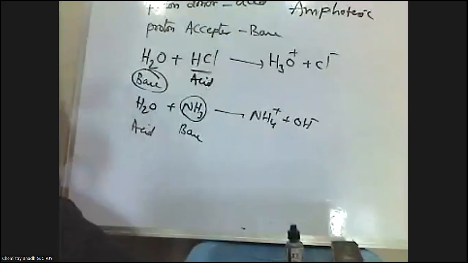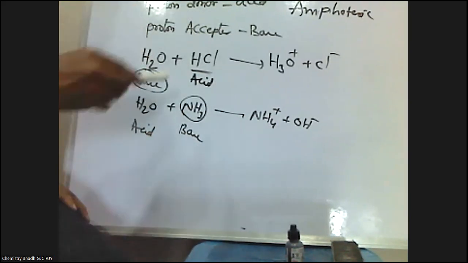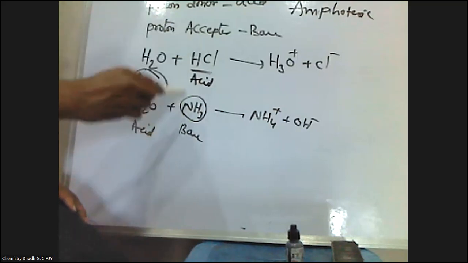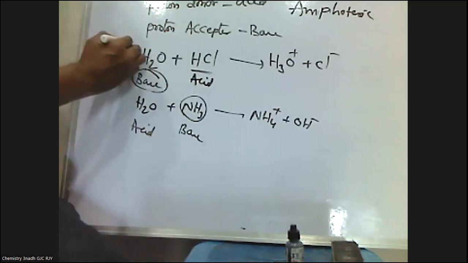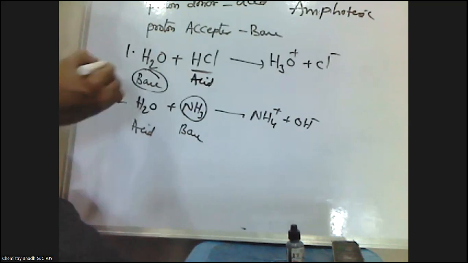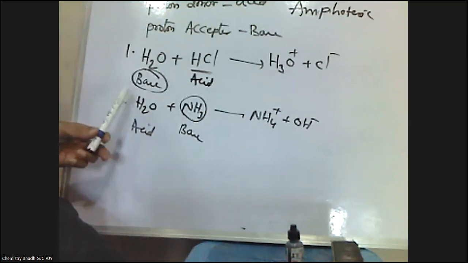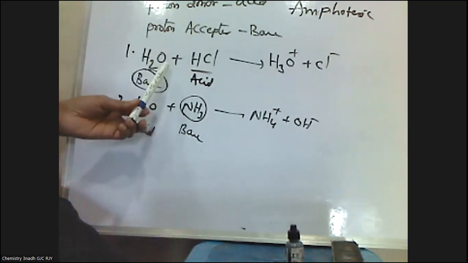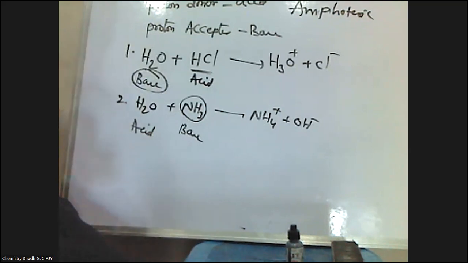Suppose in IPE, Intermediate Public Examination, the question is: water is an amphoteric substance, or water has amphoteric nature, explain. Then what we have to write is, we have to take these two examples. In the first example, water behaves like a base. In the second example, water behaves like an acid. Based on these two reactions, we can conclude that water is an amphoteric substance.